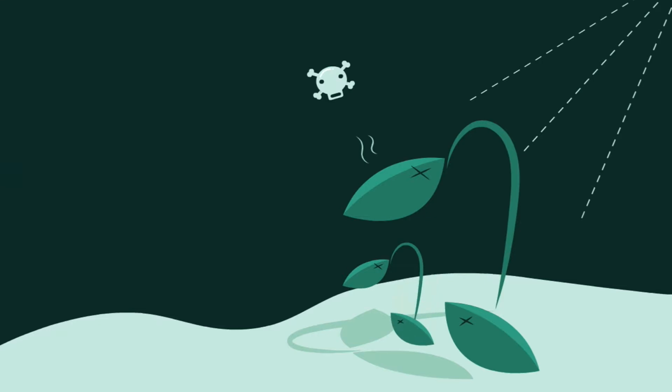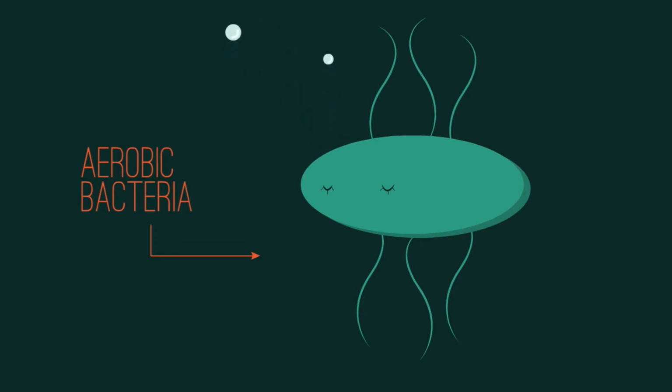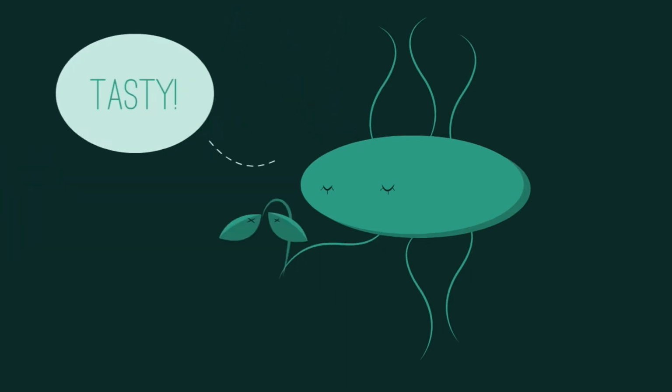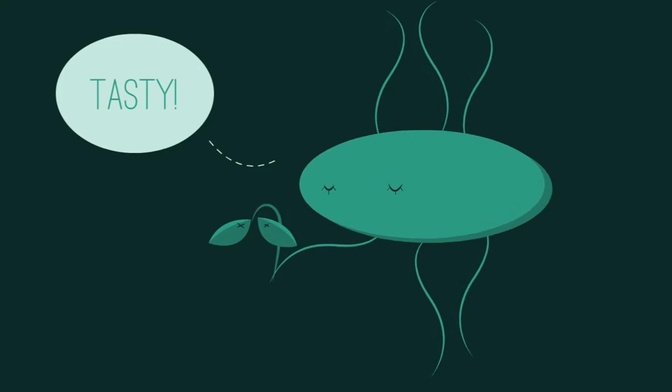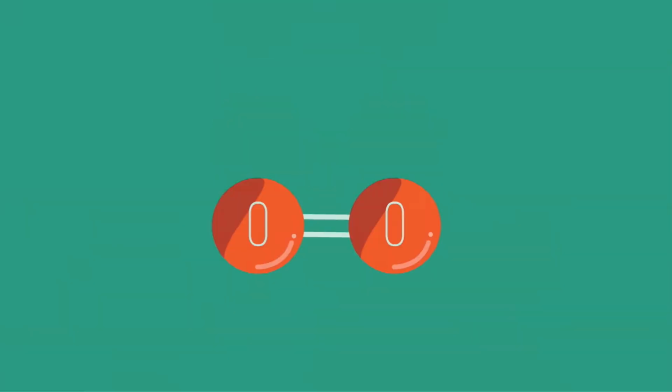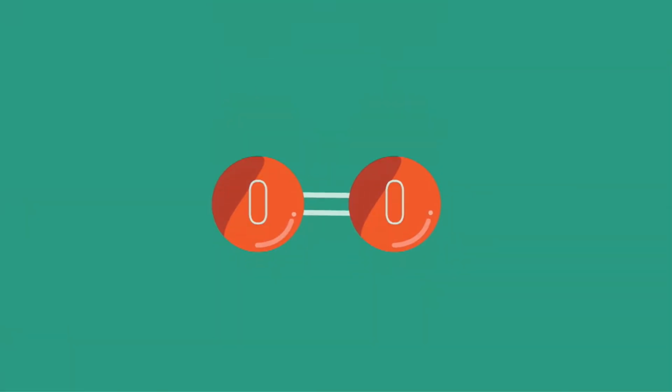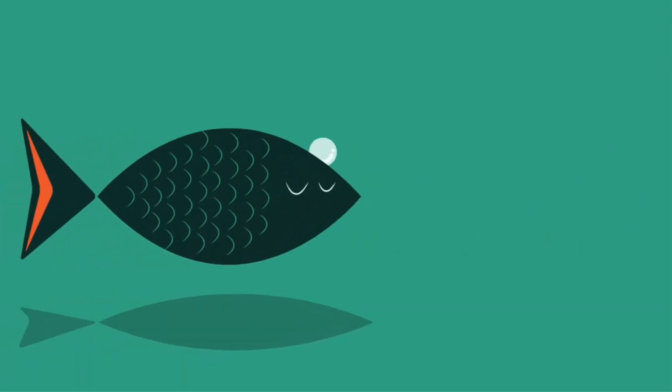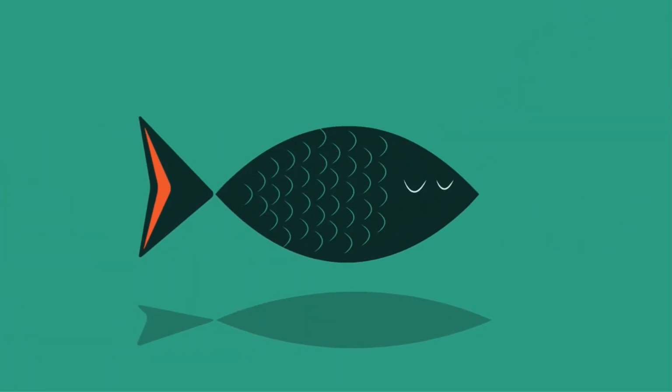In fact, it doesn't end here. Aerobic bacteria, which require oxygen to live, feed on these decaying plant matter. These bacteria then also grow faster than usual and consume a lot of oxygen. This then decreases the concentration of dissolved oxygen in water. So fish and other aquatic organisms suffocate and die.